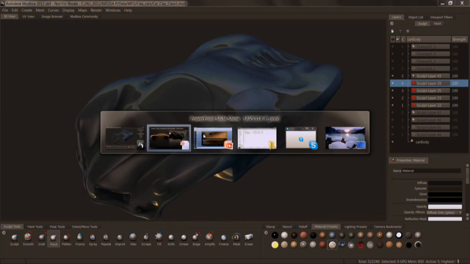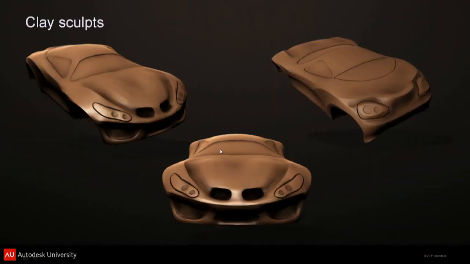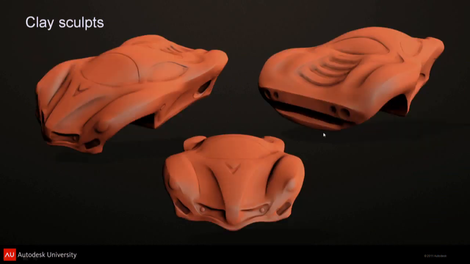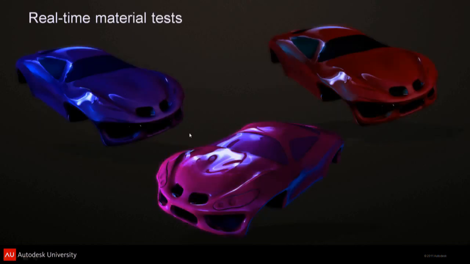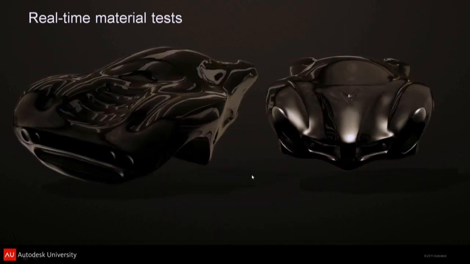And then if we jump back in, you can see some other concept sculpts here. Quickly realized just by sculpting up using the grab brush, some wax tools to build up some areas, and then pinch to sharpen any hard edge details. And then just some clay sculpt renders here of that car that we were just looking at. And then checking out materials with reflections live in Mudbox here.